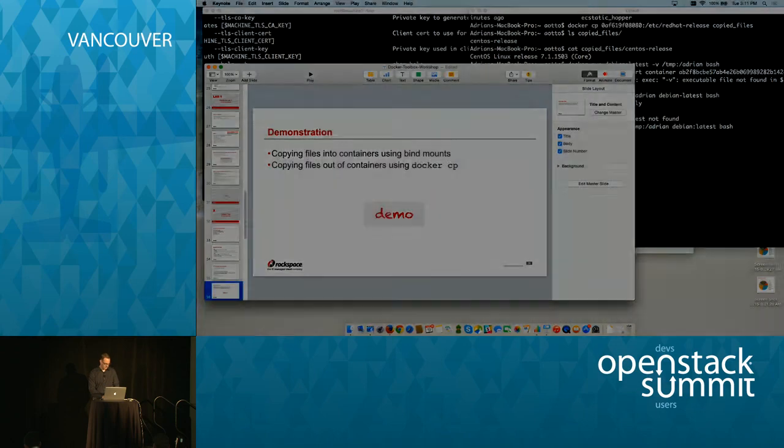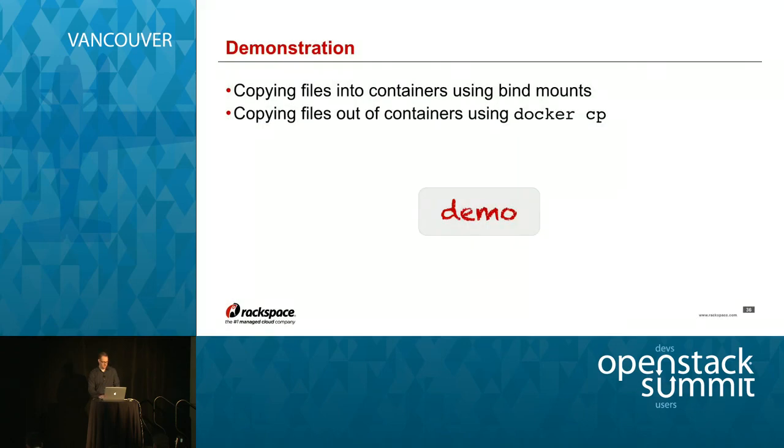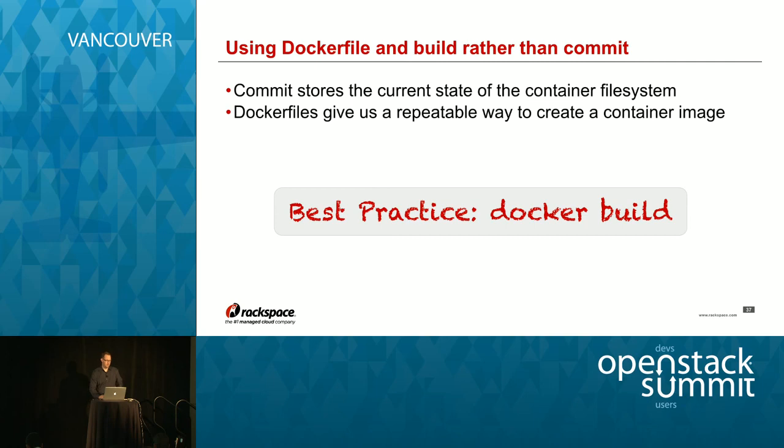So the Docker CP isn't symmetrical? You can't go in or out? No, Docker CP is only for slurping stuff out of the container. It's not for putting it back. I don't know why, but that's the way it works, yeah.